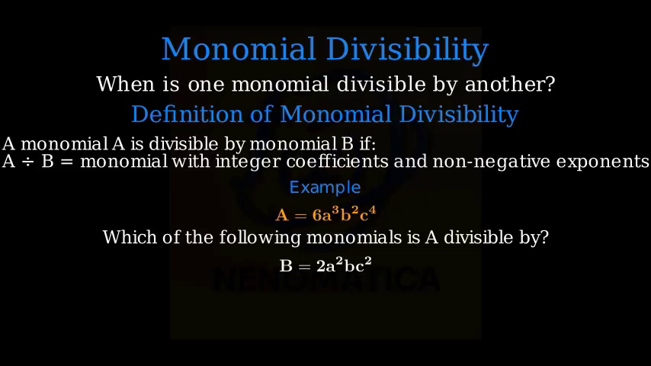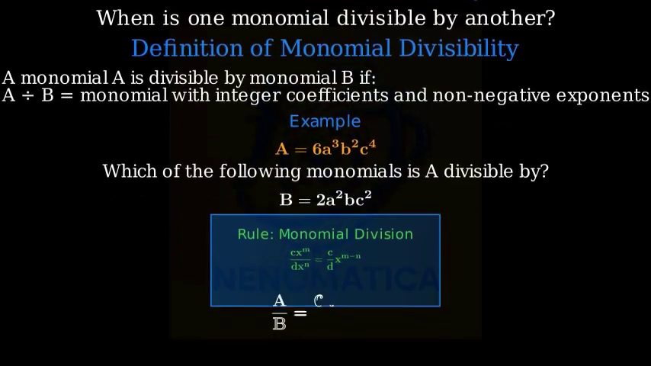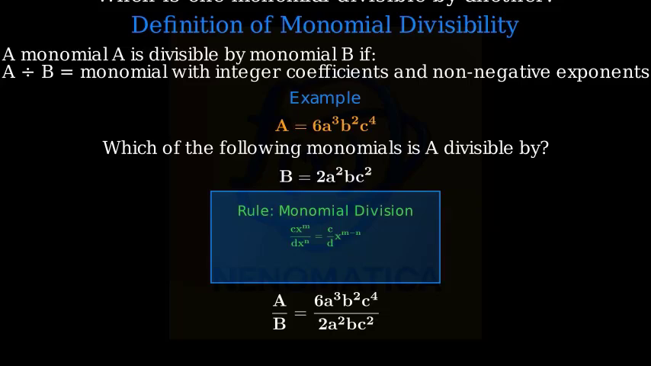First, let's check B equals 2a squared b c squared. To determine if A is divisible by B, we need to check if the division results in a monomial with integer coefficients and non-negative exponents. Let's compute A divided by B. We have A over B equals 6a cubed b squared c to the fourth power divided by 2a squared b c squared. Now, let's simplify this expression.